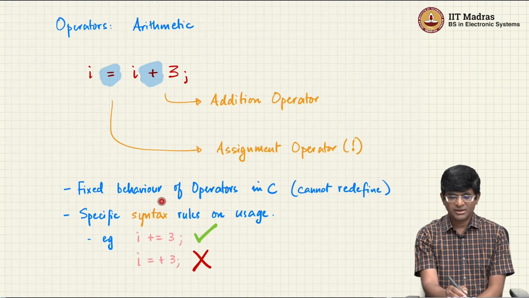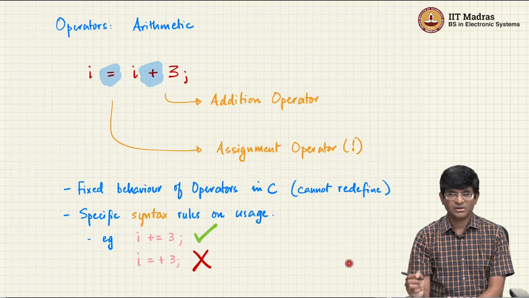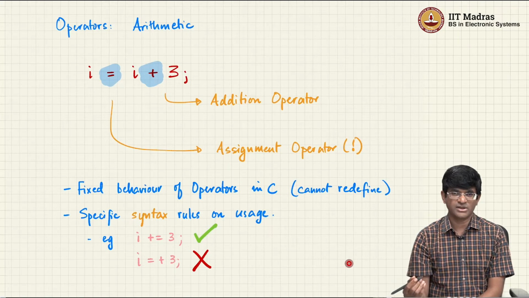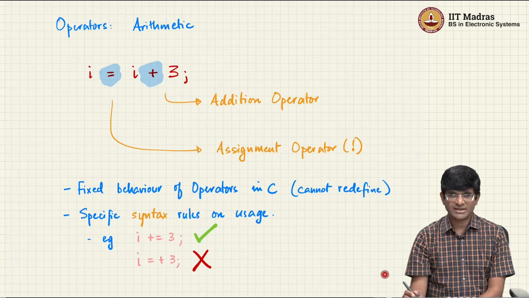In general, the behavior of operators in C is fixed. Those of you who are familiar with other languages, in particular C++ or Java, would have heard of this concept of operator overloading. It is something that is used a lot in other kinds of languages in order to provide new meaning to certain kinds of symbols, right.